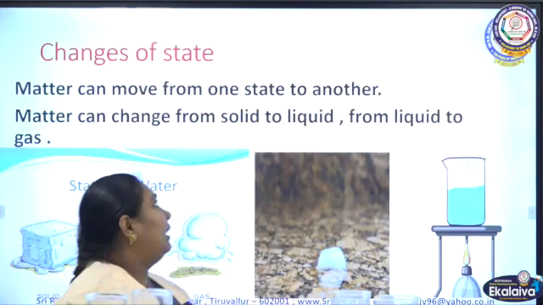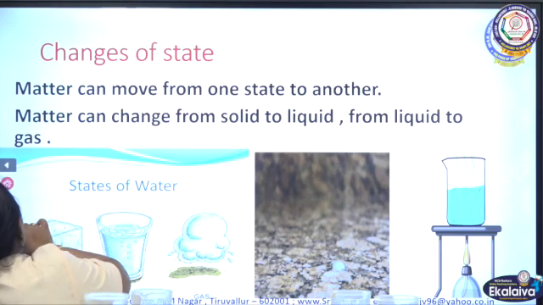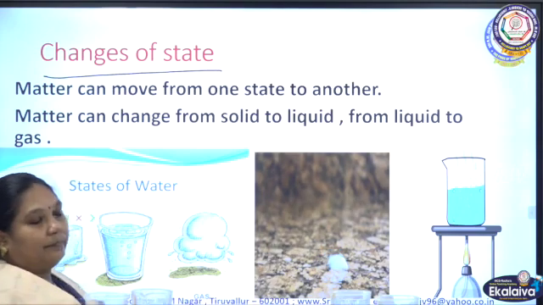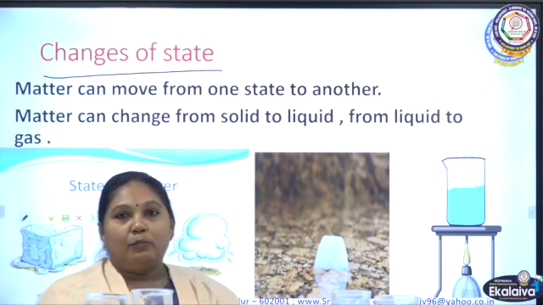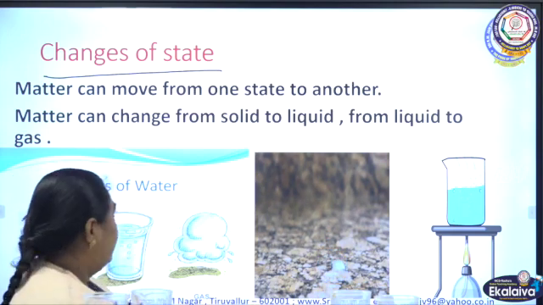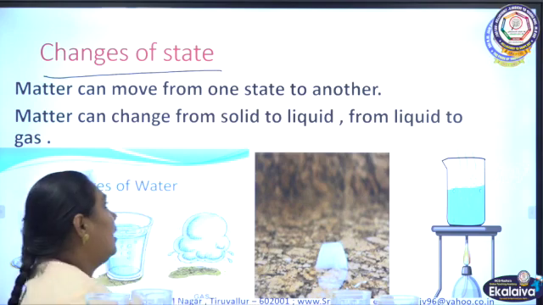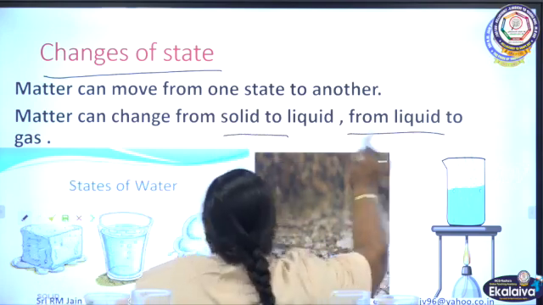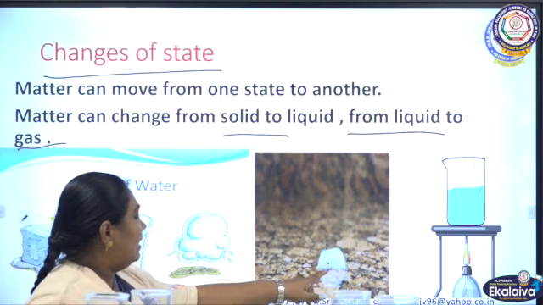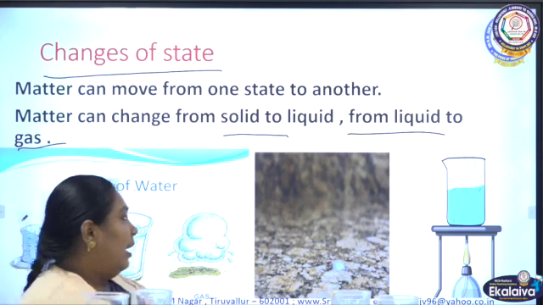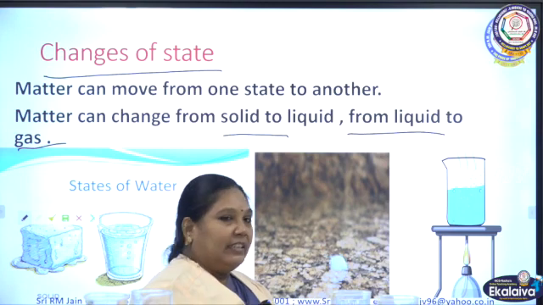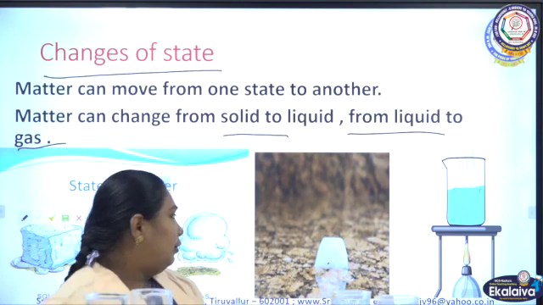Next, we can see about the changes of matter. Matter can move from one state to another. It can change from solid to liquid and from liquid to gaseous state. See here, the solid ice is changed into liquid. At the same time, when water is heated, it changes into water vapor, that is, the gaseous form.